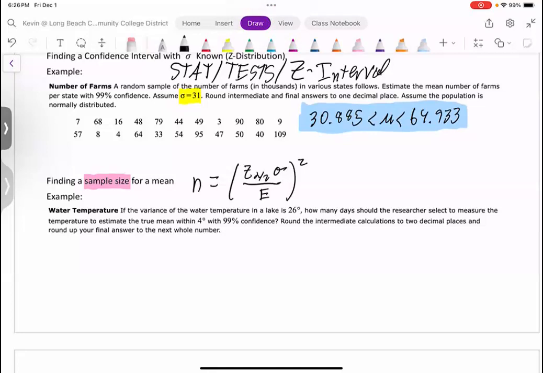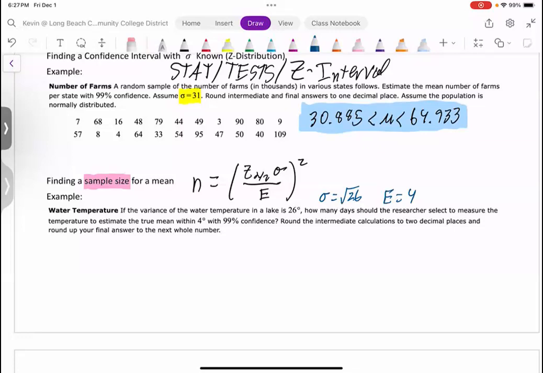Water temperature. If the variance, now we're talking variance, but that's sigma squared, of water temperature in a lake is 26 degrees, that means that our sigma is the square root of 26, just to be clear. How many days should the researchers select to measure the temperature to estimate the true mean within 4 degrees? So that's our E, 4 degrees, not percent. Within 99% confidence. Now, let's break that down.